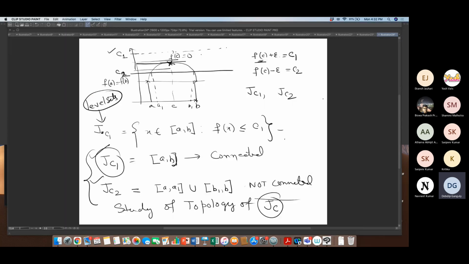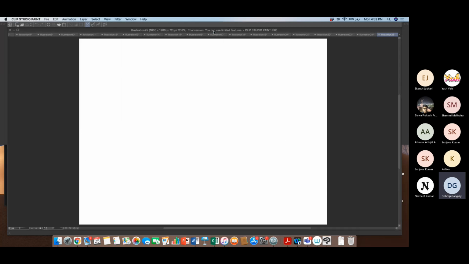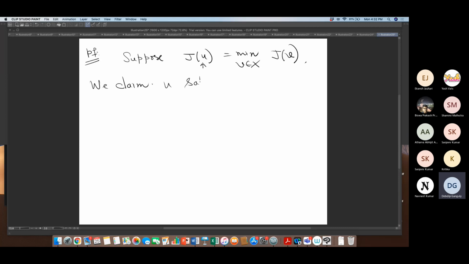Okay. Now we will solve this. So forget it, if you don't like it, forget it. But now this theorem we have to prove, right? U is a solution to this PDE if and only if J attains its minimum at U. Okay. Good. Proof. The proof is not very difficult. Suppose J attains its minimum at U. Then we claim that U satisfies the PDE.